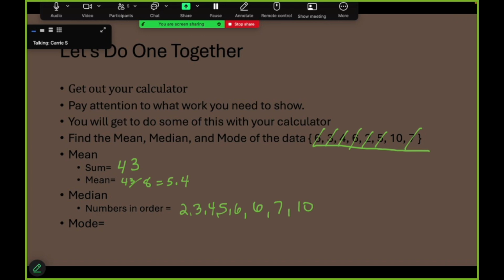I'm going to find the middle. And I just do this. I just come in here, and I say, come towards the center, and 6 is my center number. So 6 is my median. That is the middle when I arrange them in order.